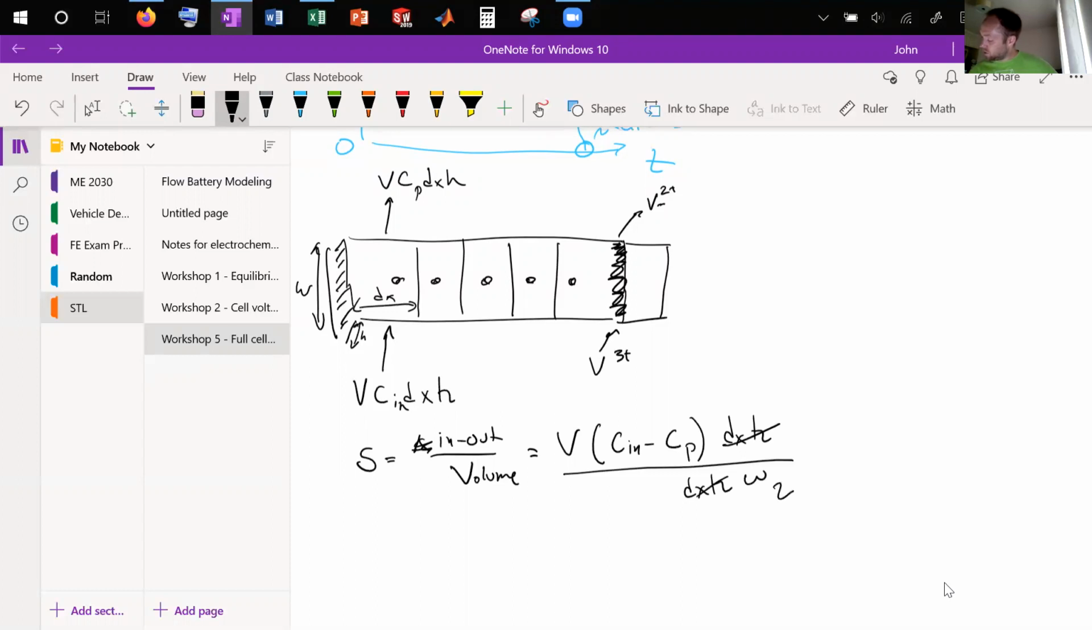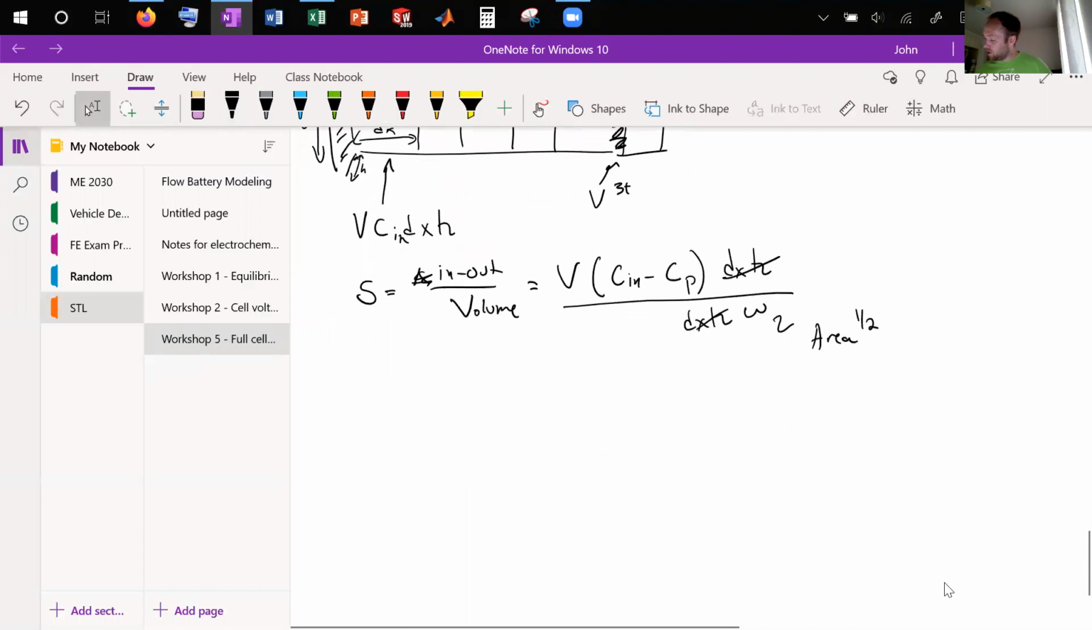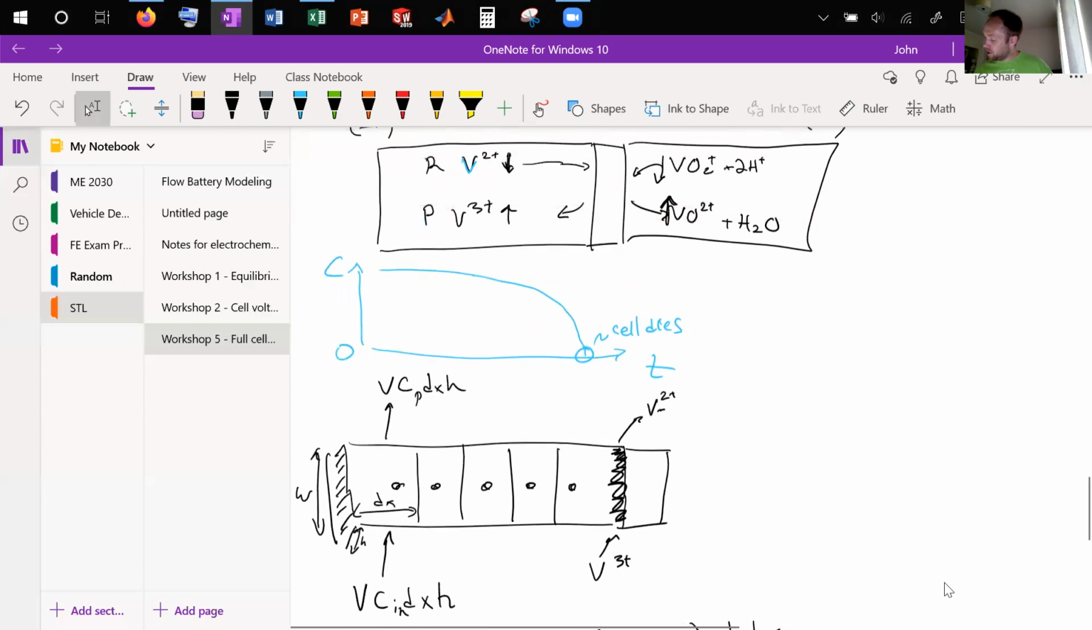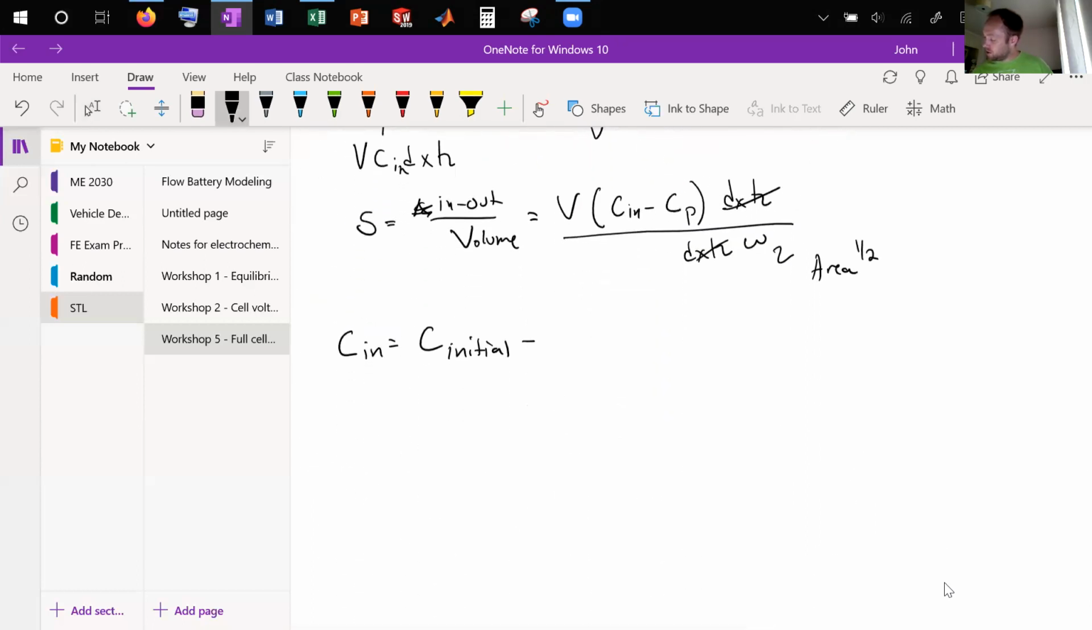So for us, if it's square, this is your area to the half power, which I think we'll do. And then we said last time, let's see what's going in. You could say it's the fresh stuff, and it could be your initial concentration of that. And then for example, let's do the example of V2 where it's being consumed, this is going to be decreased as the total amount.